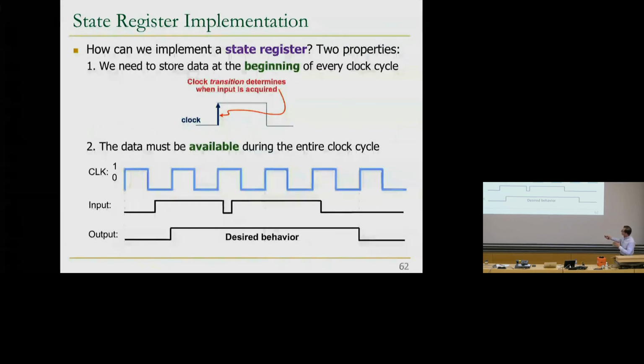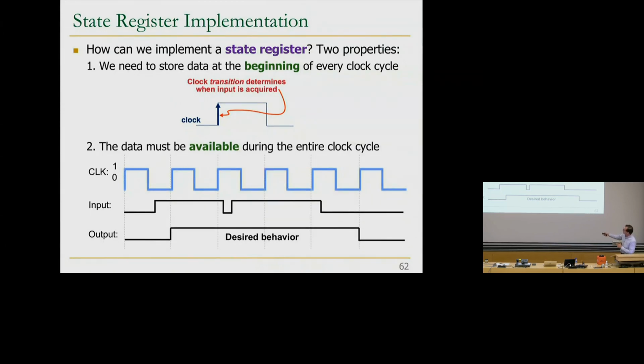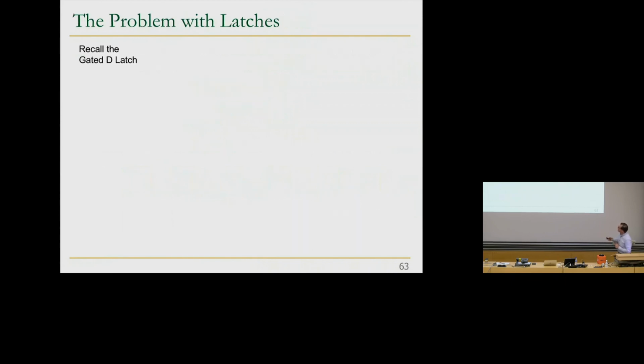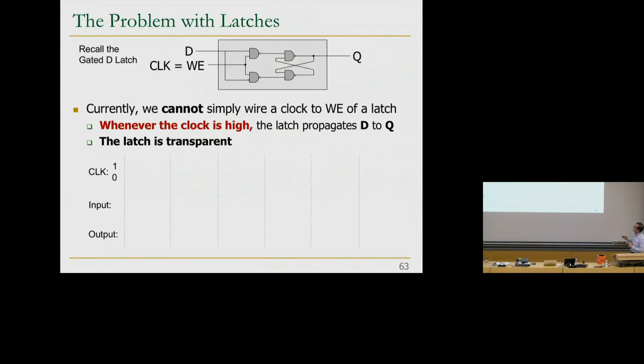Basically here, if you look over here, what I showed you is input changes, but this doesn't affect the output of the latch. This is the output of the latch, because it doesn't change at the beginning of the clock cycle, right? That's the idea. If it changed at the beginning of the clock cycle, it should be reflected in the next clock cycle. But here, this is the desired behavior. But what we get with a latch is this.